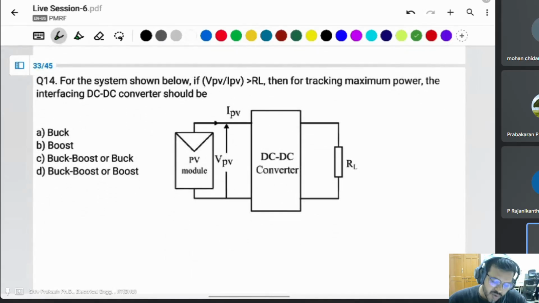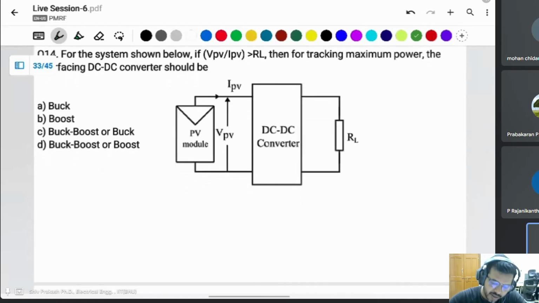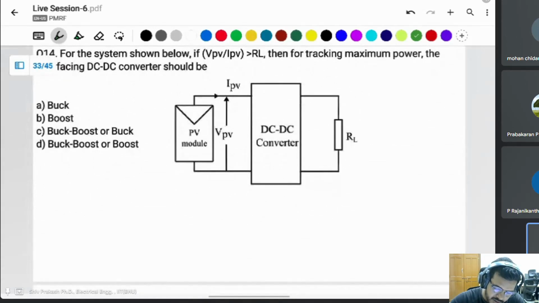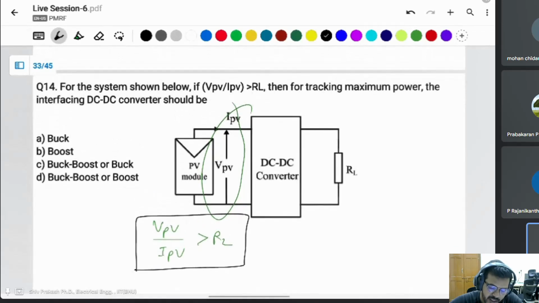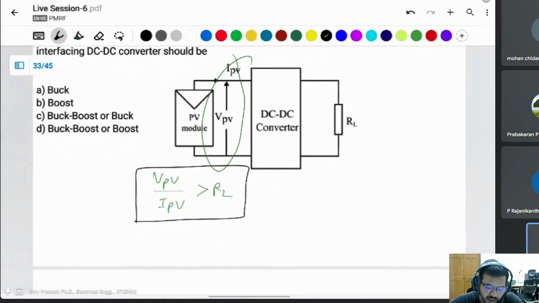For the system shown below, if VPV divided by IPV is greater than RL, this input means the converter input resistance. You can say VPV divided by IPV will be greater than the RL. Then for tracking maximum power, the interfacing DC-DC converter should be a buck converter, boost converter, or buck-boost converter. We can use buck and buck-boost both, or you can use buck-boost or boost both.